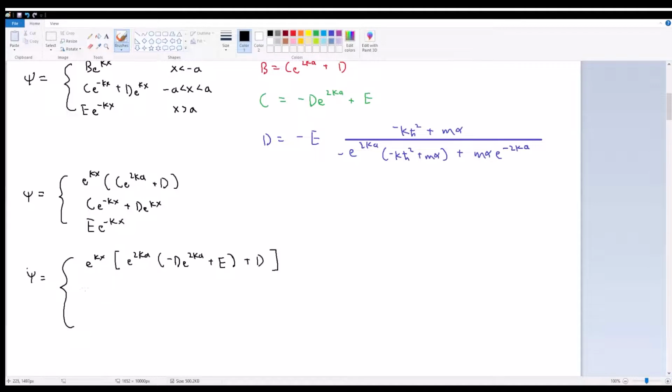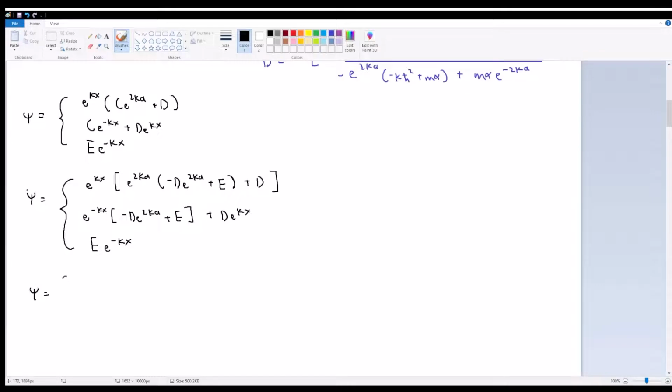And then at the bottom here, this is going to be e to the negative kx multiplied by negative d e to the 2ka plus e. And we're adding d e to the kx. And then we have e times e to the negative kx. So here, let's do some reorganization.